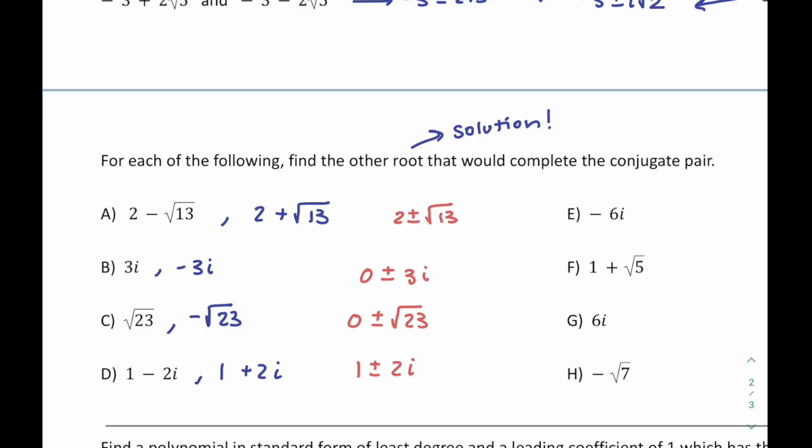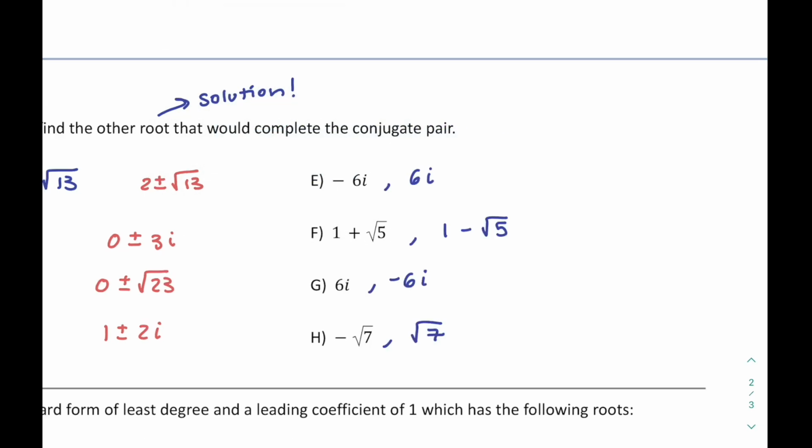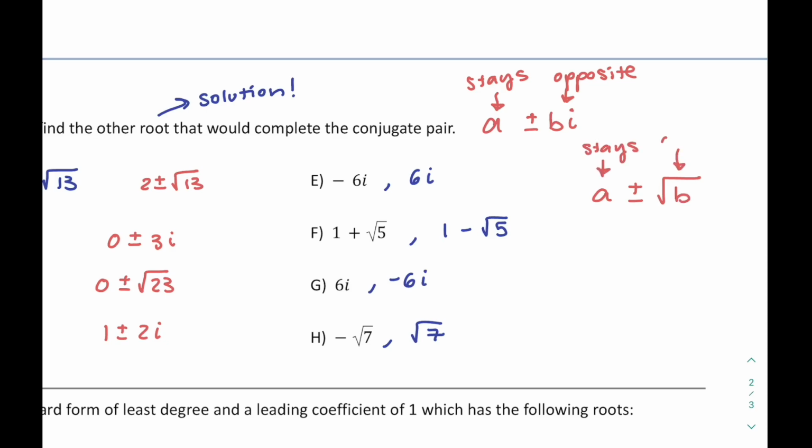So try to do that second column and then see if you agree with me here in a second. Okay, so here's where I ended up. E was 6i, F was 1 minus root 5, G was negative 6i, H was root of 7. Again, you can also imagine this. It's the same format for complex numbers, a plus or minus bi, or a plus or minus square root of b for the radical conjugates. So again, the real part stays, the complex or the radical part is what changes.